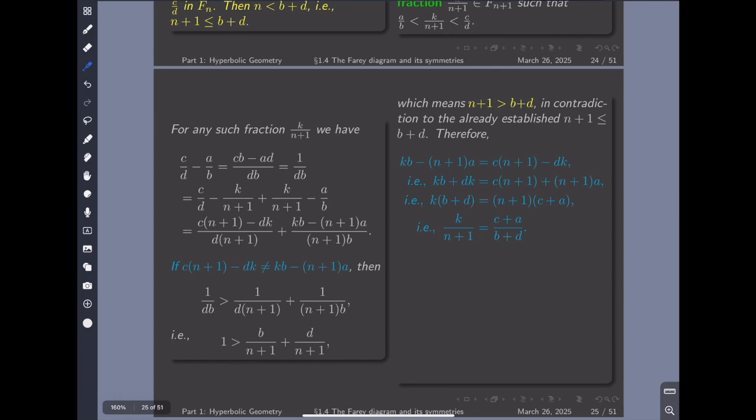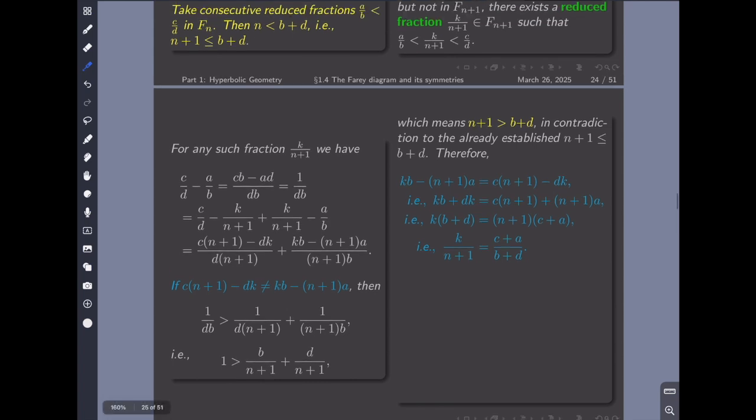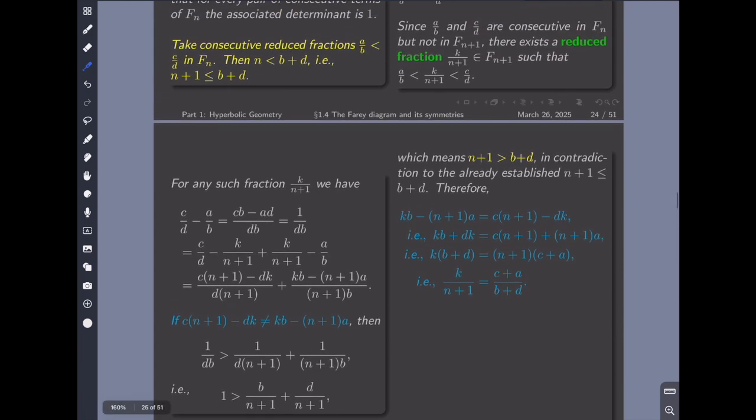Okay. And then the determinant between this and this one, which is the next one in Fn plus 1, we know is 1. And the determinant between this one and the next one in Fn plus 1, which is this, we know that is 1. Always writing the bigger rational number as the first column.